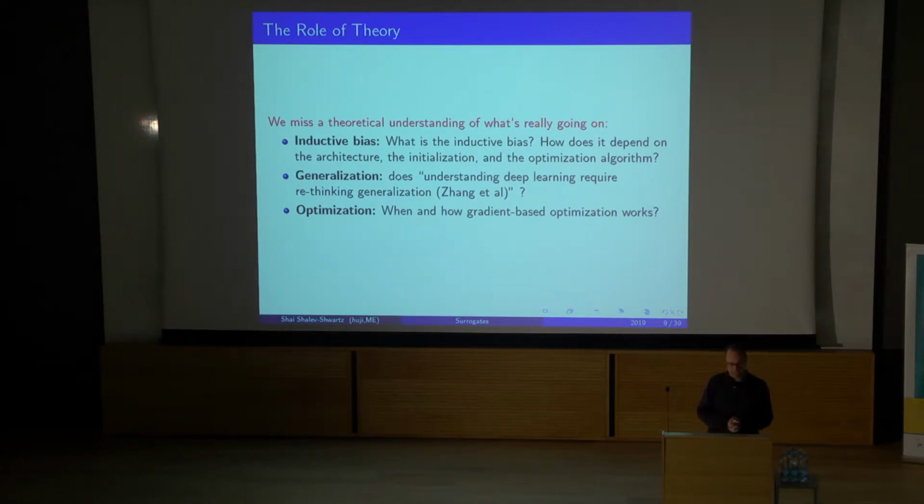Regarding generalization, the famous paper by Zhang et al., Understanding Deep Learning Requires Rethinking Generalization. We don't really understand generalization in deep networks well enough. And of course, the major problem of optimization, when and how gradient-based optimization works. So these are the basic questions, and we really don't understand them.